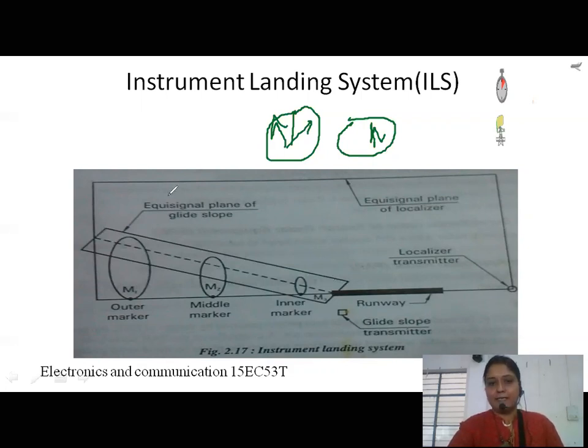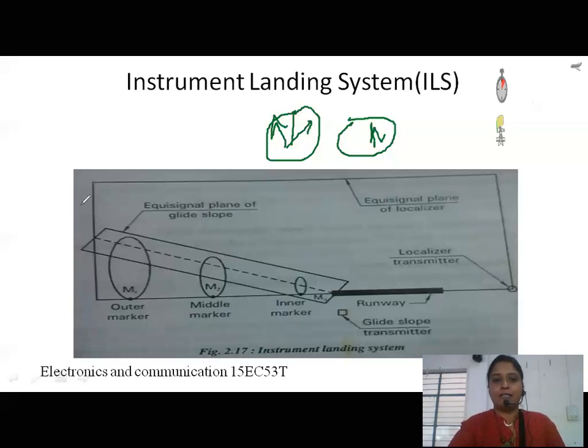Now if you analyze here, this localizer is providing the signals which give this vertical plane. This glide slope transmitter is providing the signal which gives this tilted plane, and it is tilted at an angle of 2 to 5 degrees with the horizontal plane, usually 3 degrees. Again we have three marker beacons here: inner, middle and outer marker beacons. All are generating the same frequency, and to receive this frequency at the aircraft we have the same receiver.